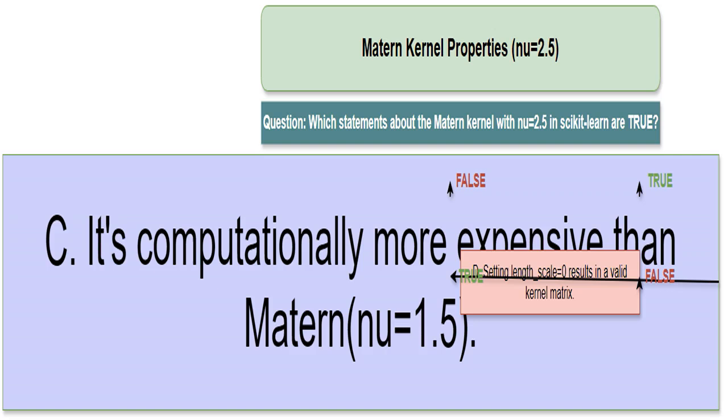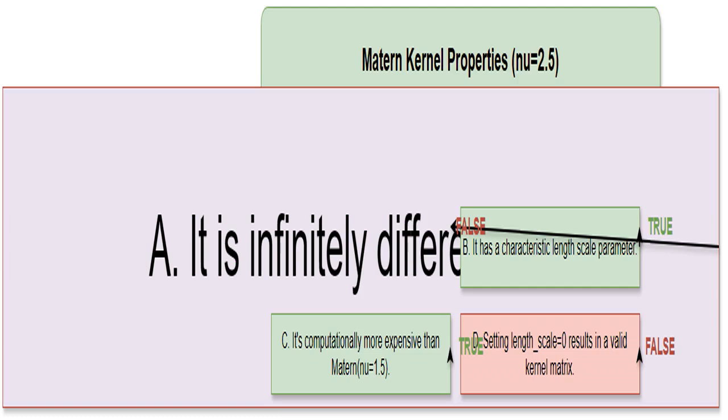This is also true. Higher values of the nu parameter in the Matern kernel increase the complexity of its calculations, resulting in higher computational costs. Think of it like this: a smoother curve, higher nu, requires more calculations to define than a rougher curve, lower nu. I found this statement to be false.